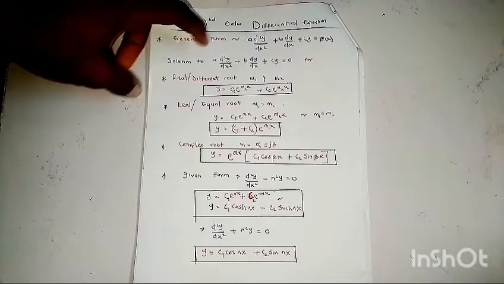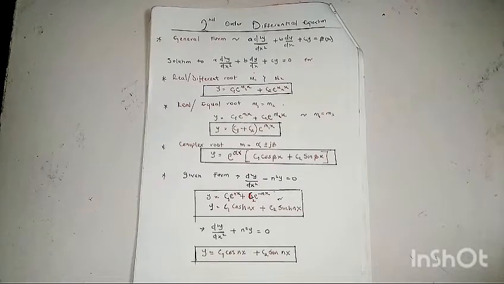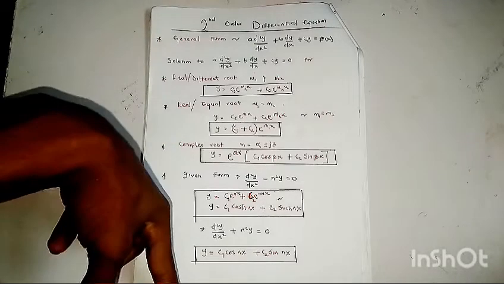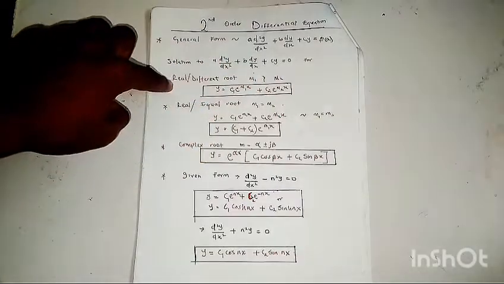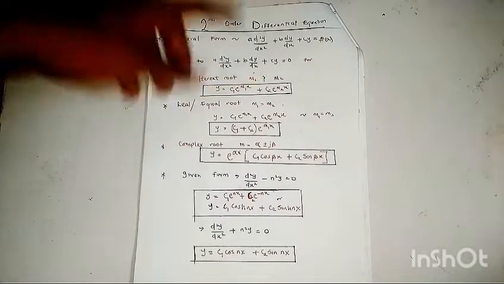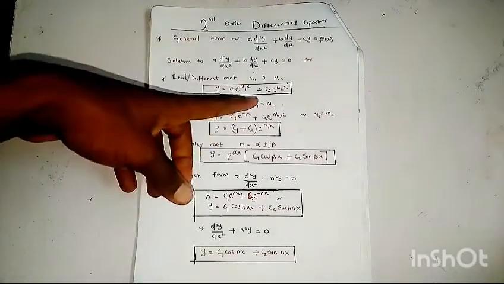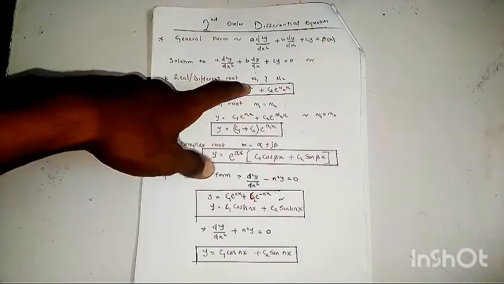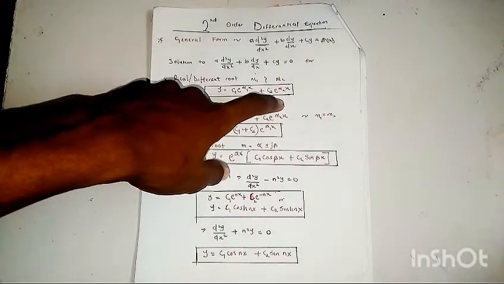So now, the solution of a second order homogeneous differential equation can come in 5 ways. Now, for example, if we are to solve this particular equation, we will arrive at a quadratic equation, and if those quadratic equations have real and different roots, automatically the solution becomes c1 exponential m1, one of the roots, times x plus c2, which is the second constant, exponential m2, which is the second root, times x.